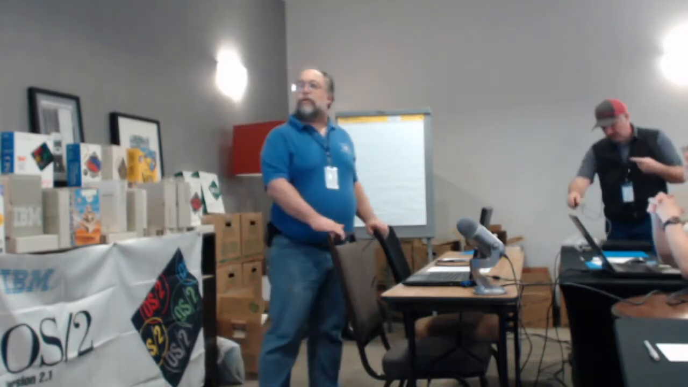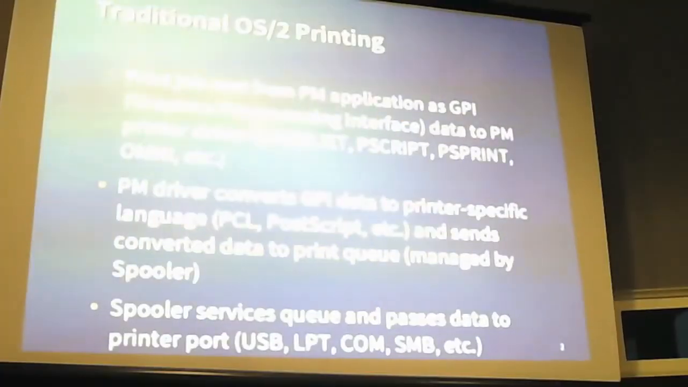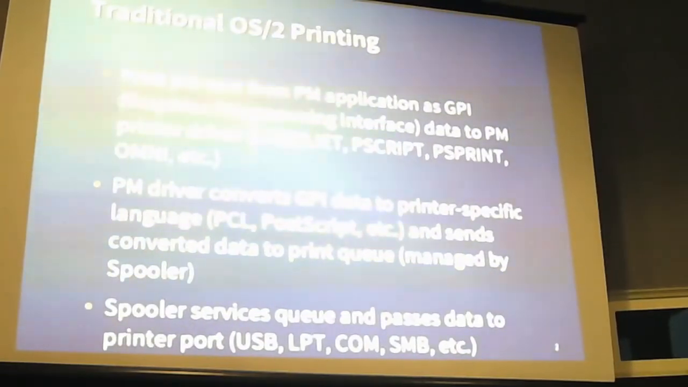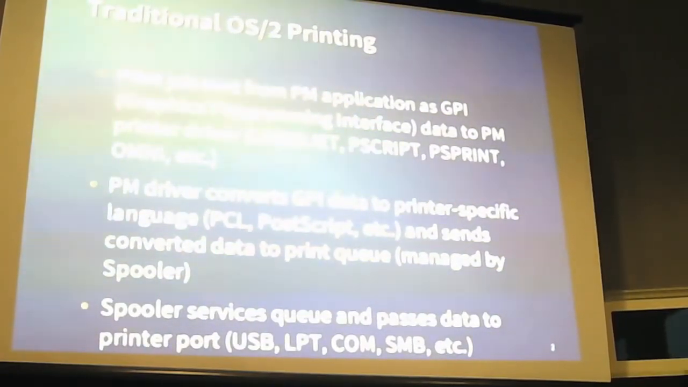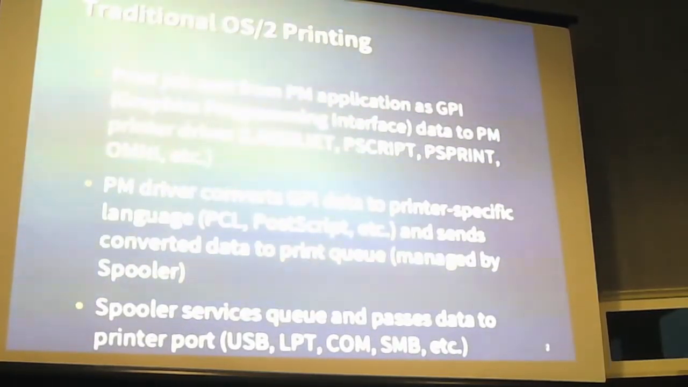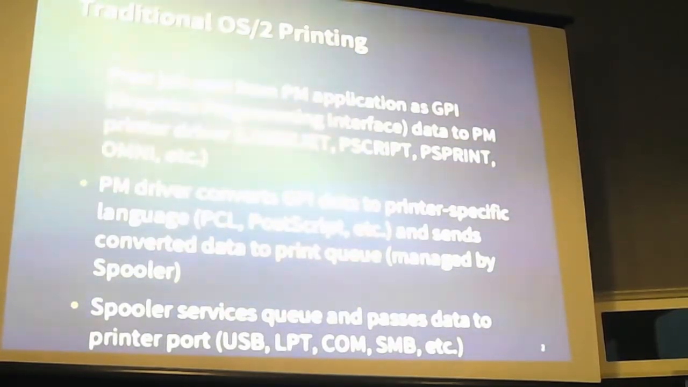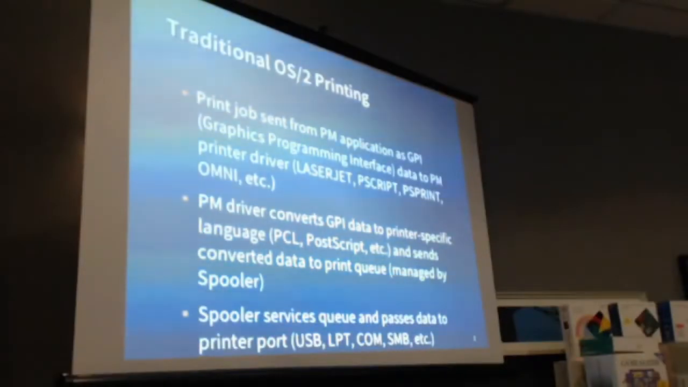So in traditional OS/2 printing, the print job is sent from a PM application as GPI data. Graphics Programming Interface is one of the basic programming interfaces for OS/2. It's been around for a really long time. And the print driver accepts that data coming in and converts it to something understandable by the particular printer. That's the job of the print driver.